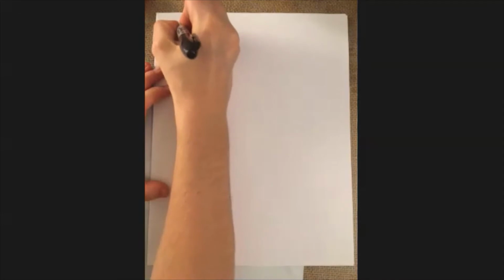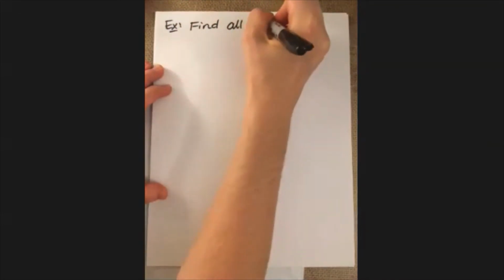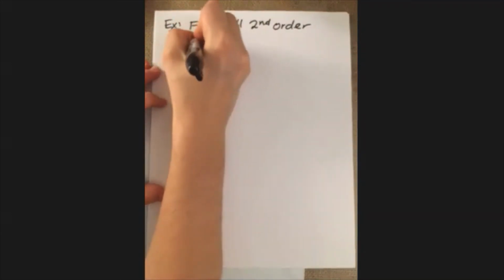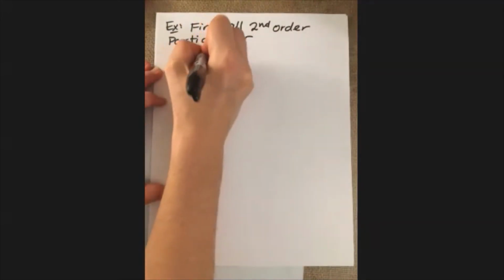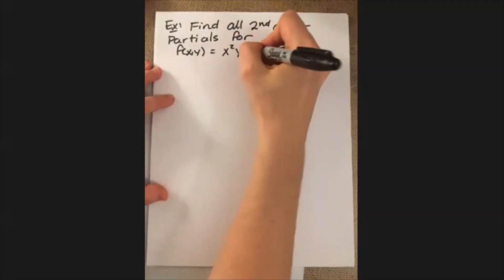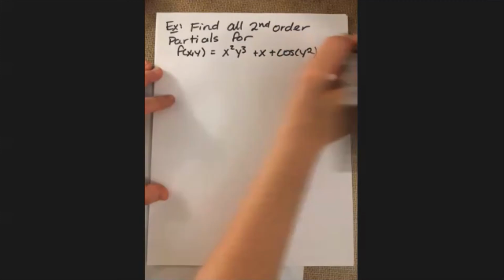Okay, here we go again. In this example, we're going to find all second order partial derivatives for f of x, y is equal to x squared y cubed plus x plus cosine of y squared.